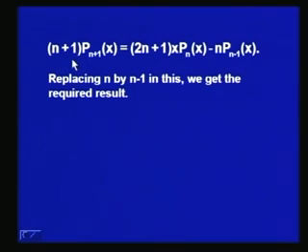and after simplification this gives us n plus 1 into Pn plus 1 x equal to 2n plus 1 into x Pn x minus n into Pn minus 1 x. Now, when we replace n by n minus 1 in this equation, we will get the required result.